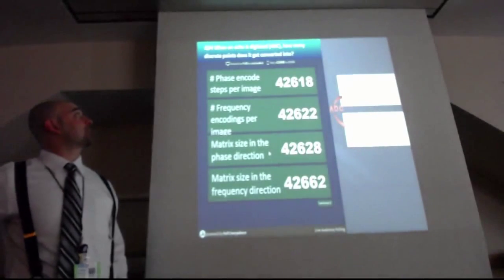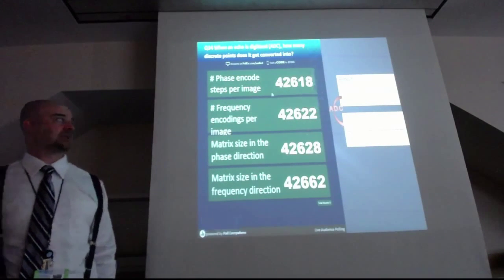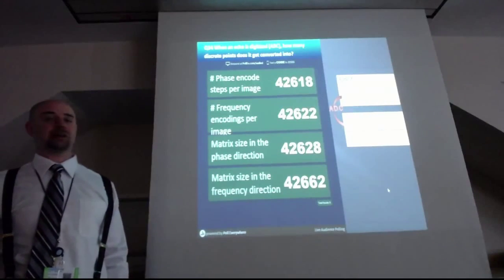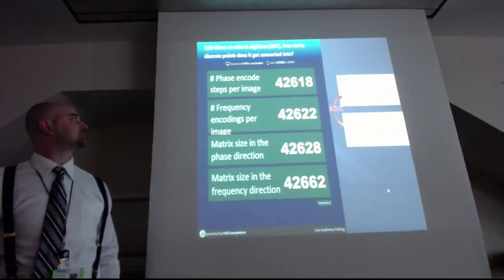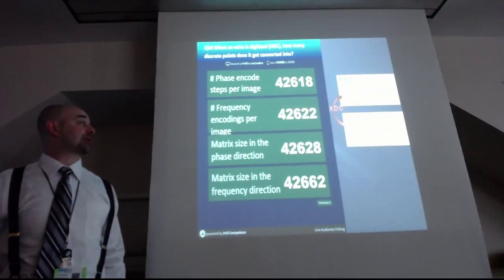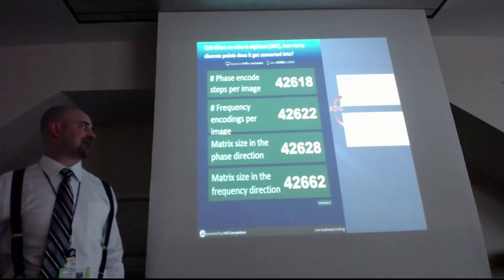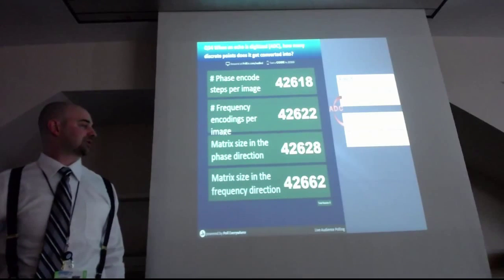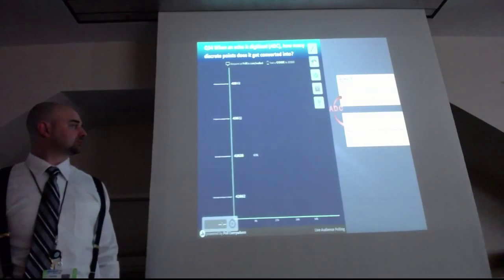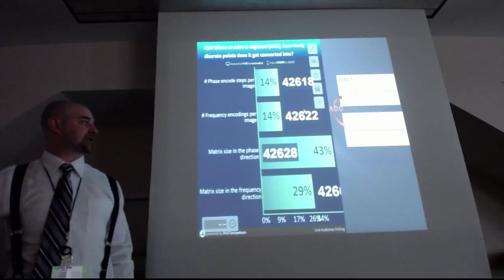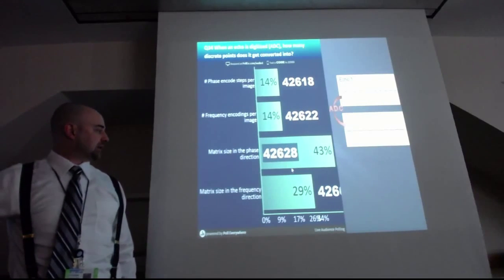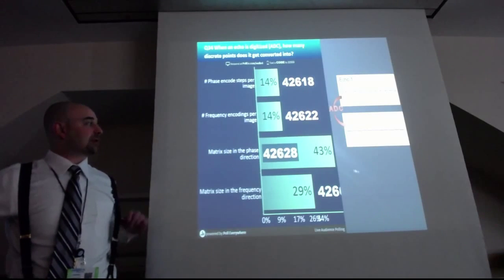All right. When an echo is digitized, ADC, or analog to digital conversion, how many discrete points does it get converted into? Is it the number of phase encode steps per image? Is it the number of frequency encodings per image? Is it the matrix size in the phase direction? Or is it the matrix size in the frequency direction? Okay, so we're kind of all over the place on this one. The correct answer is matrix size in the frequency direction.